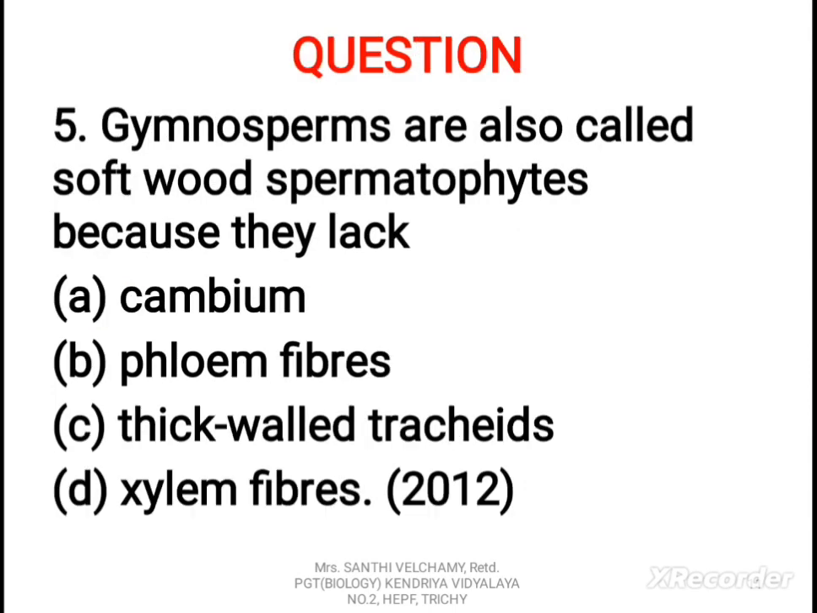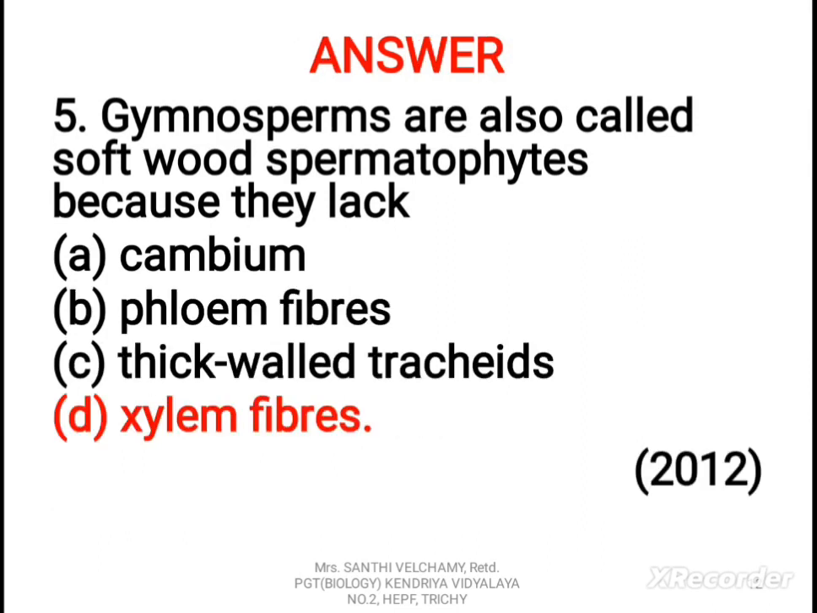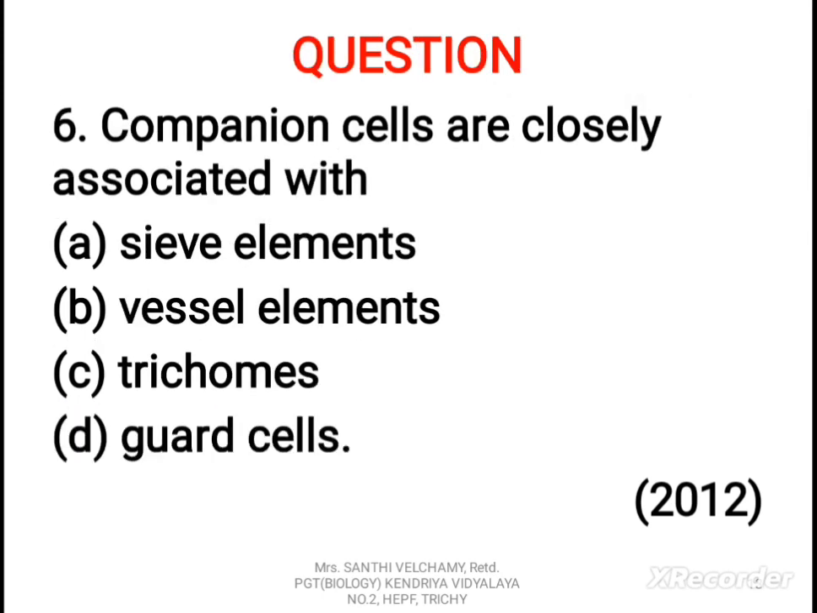Now fifth question. Gymnosperms are also called softwood spermatophytes because they lack: A. Cambium, B. Phloem fibers, C. Thick-walled tracheids, D. Xylem fibers. Now the correct answer is D, xylem fibers. Now let us go to the next question.